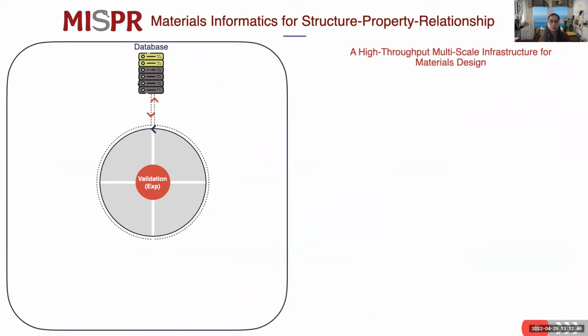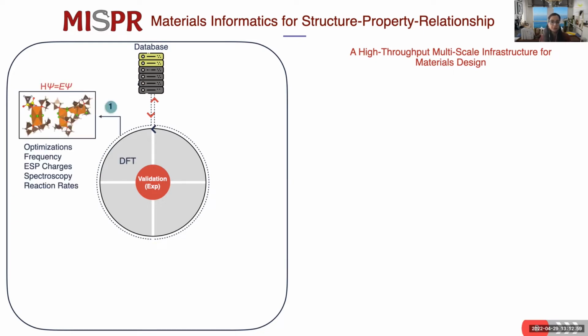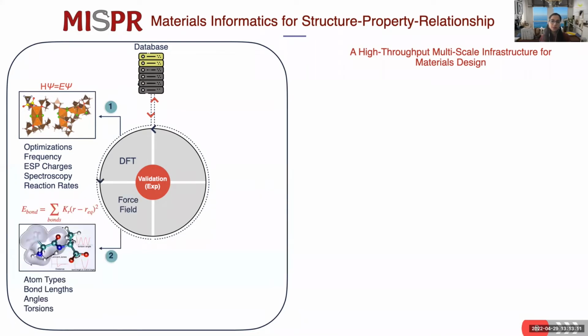So in the MISPR framework, we start with a database of materials, okay? And you can think of it as thousands of solvents that you want to test maybe in a battery application. We then perform high throughput density functional theory calculations to predict various electronic properties, such as electrostatic potential, electrochemical and chemical stability, etc. We also use these DFT calculations to generate force field parameters, okay, which basically gives us information about different inter and intra-atomic interactions in molecules.